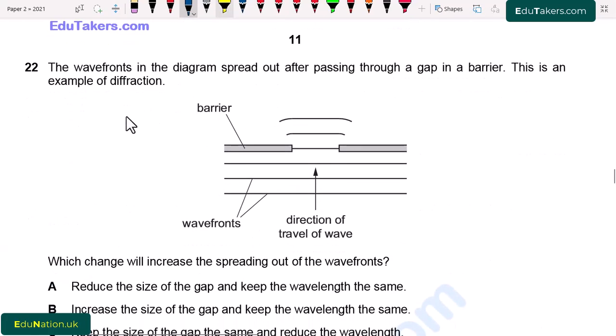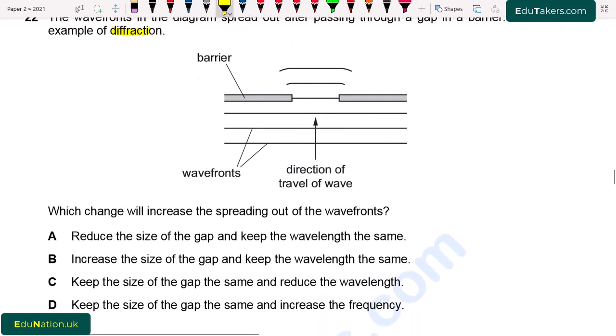Question number 22. The wavefronts in the diagram spread out after passing through a gap in a barrier. This is an example of diffraction. So here is the phenomenon of diffraction. These are the wavefronts, while the direction of travel of the wave is from bottom to top. These are two barriers. Which changes will increase the spreading out of the wavefronts?